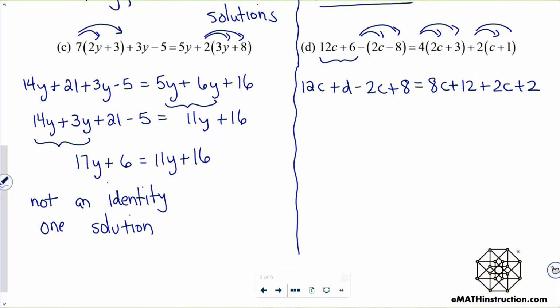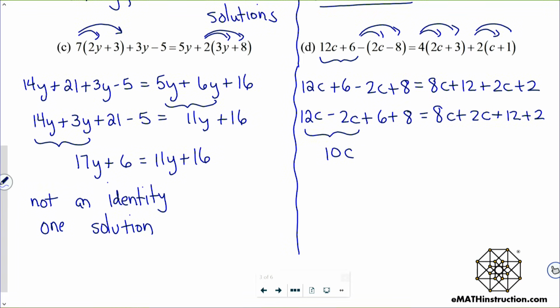We got to be careful with all of our distribution. Let me just rearrange a little bit here. I love the fact that a 6 became a D. Very strange. They look kind of similar, but not really. 12c minus 2c plus 6 plus 8. Again, rearranging. 8c plus 2c plus 12 plus 2. Here we'll have 12c minus 2c. That's 10c. 6 plus 8 is 14.